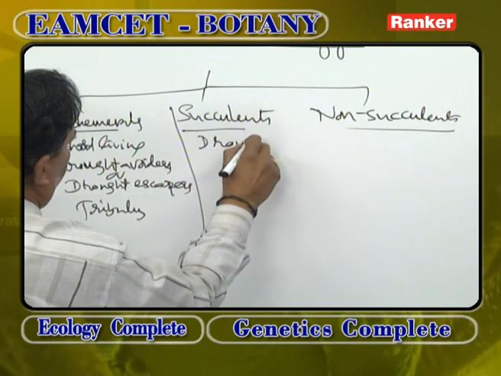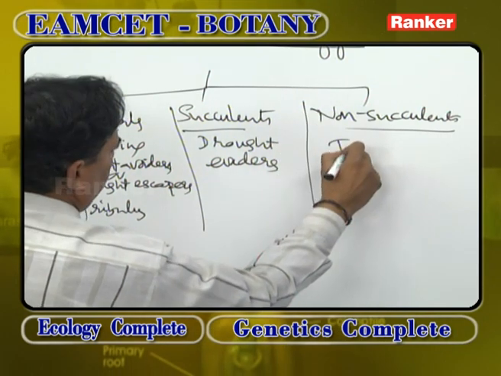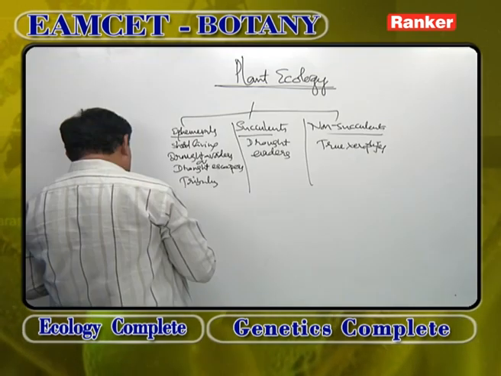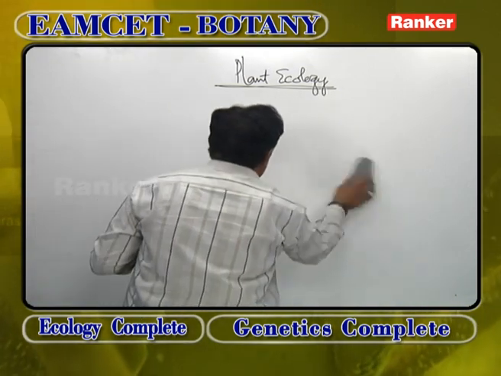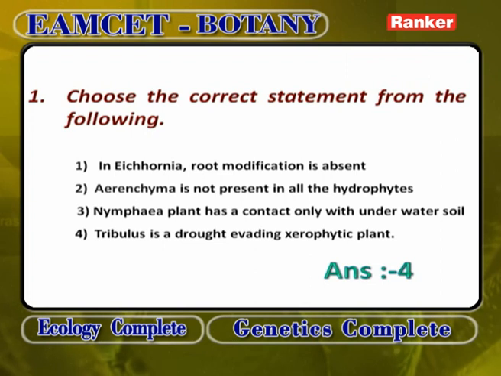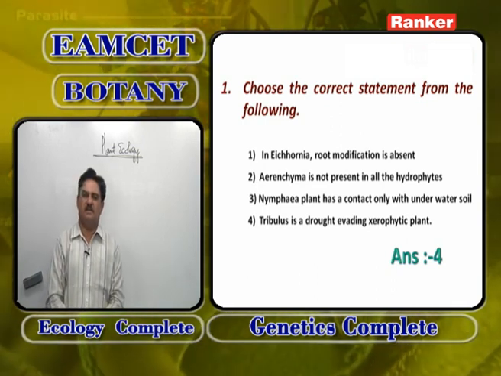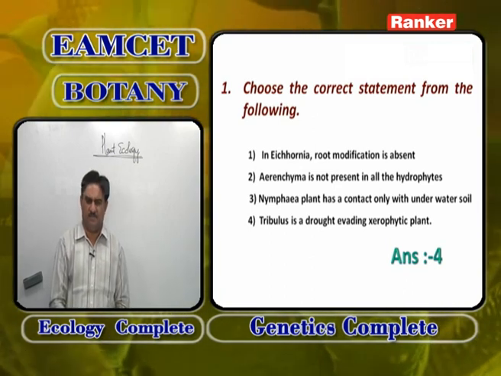Succulents are called drought evaders. Non-succulents are called true xerophytes. So, ephemerals are drought avoiders or drought escapers. So, Tribulus is a drought evading xerophyte is the correct statement. Remaining 3 are wrong. Drought evading is drought escaping, Tribulus. Then drought avoiding is succulents. They store water as mucilage and use it during unfavorable conditions.